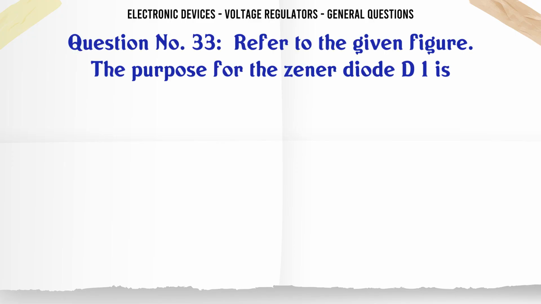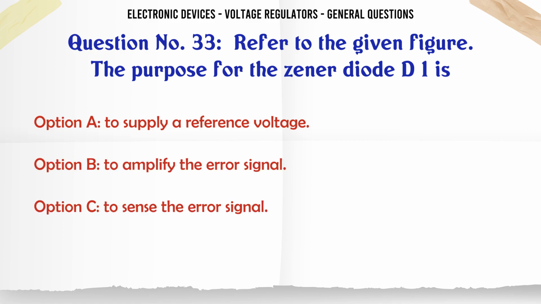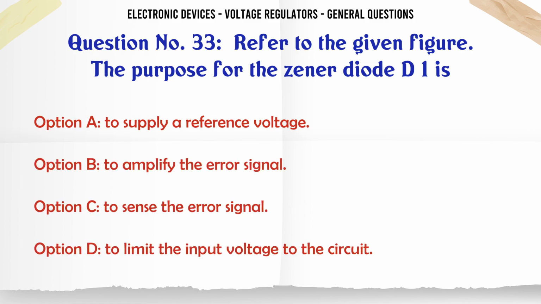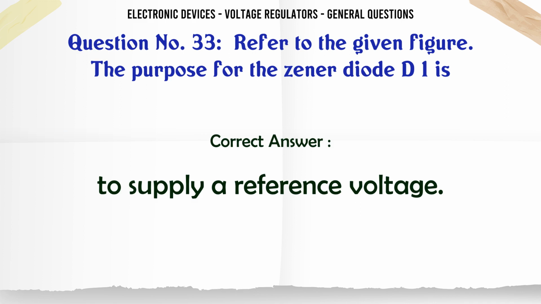Refer to the given figure. The purpose for the zener diode D1 is A. To supply a reference voltage, B. To amplify the error signal, C. To sense the error signal, D. To limit the input voltage to the circuit. The correct answer is to supply a reference voltage.